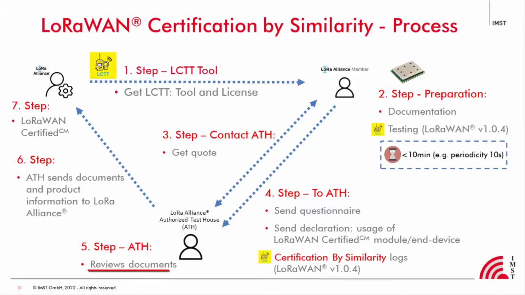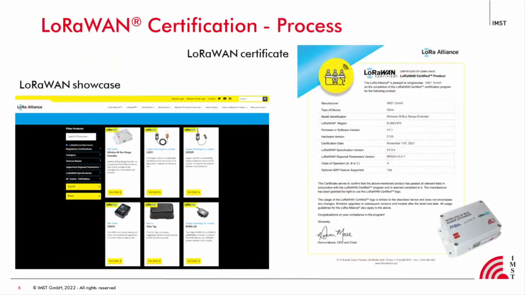In this case, the authorized test house reviews the logs and the documentation, including the self-declaration form, before sending the whole information to the LoRa Alliance. After the successful certification, your product will be included in the LoRaWAN showcase of the LoRa Alliance. This contains some identification of your device, as well as the information related to the LoRaWAN certification, like the version of the LoRaWAN specification and the regional parameters document used, and the end device operation class.